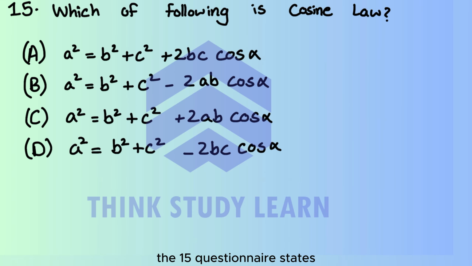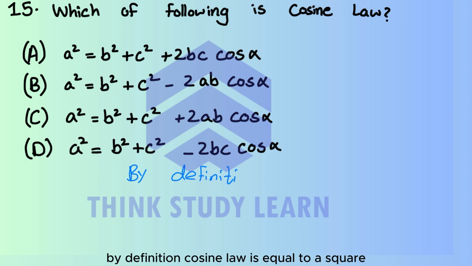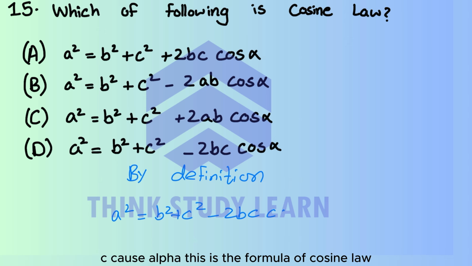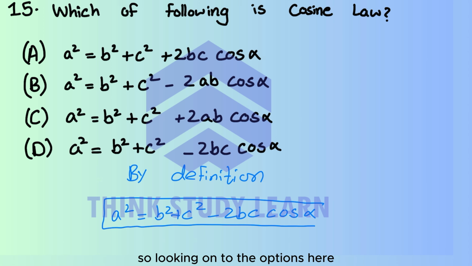The 15th question here states which of the following is cosine law. So looking onto the options here, we know that by definition cosine law is a square is equal to b square plus c square minus 2bc cos alpha. This is the formula of cosine law. So looking onto the options here, D option is the required answer.